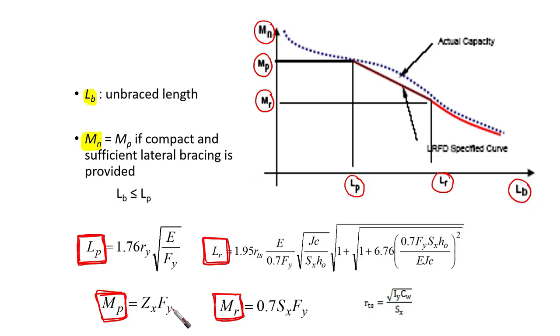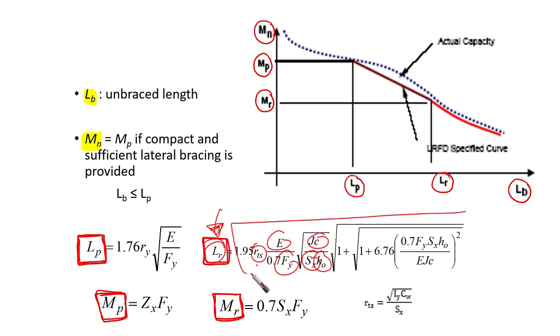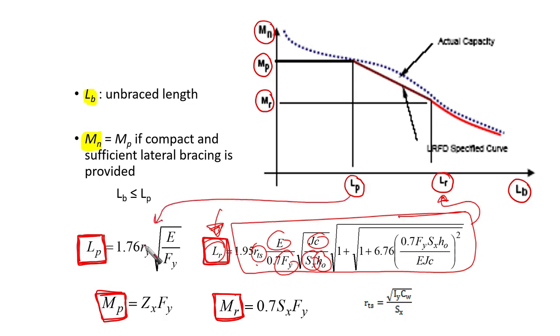So the point is that in order to obtain LR, if you look at it, every single parameter makes sense in that it is related to the shape, warping, torsion, elastic modulus, something like this. So this equation is really making sense for us to calculate LR. However, if you look at LP, you're going to find that it is very simple. We have only RY here, and something related to the yield stress of the cross section. And RY is the least radius of gyration.